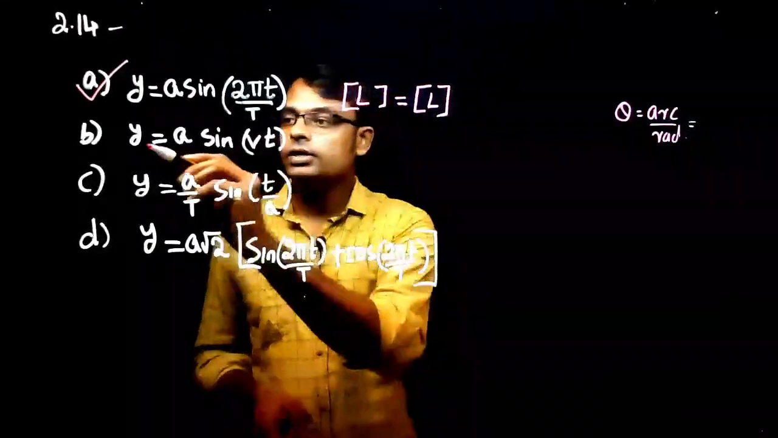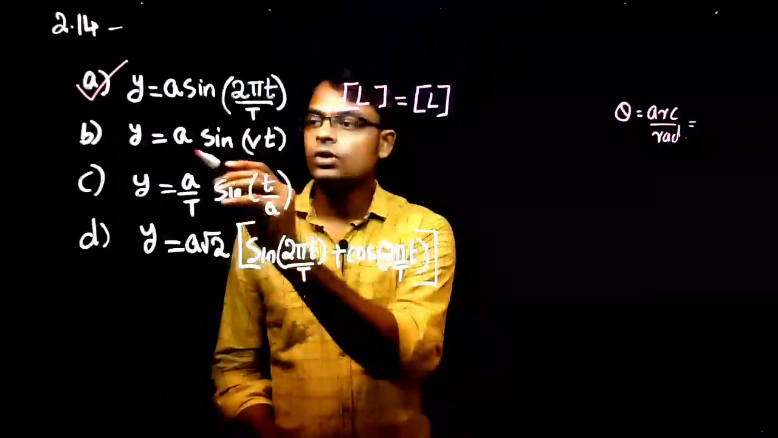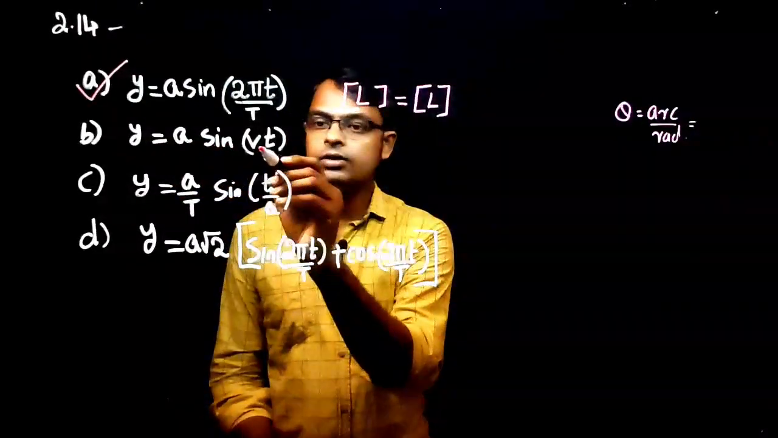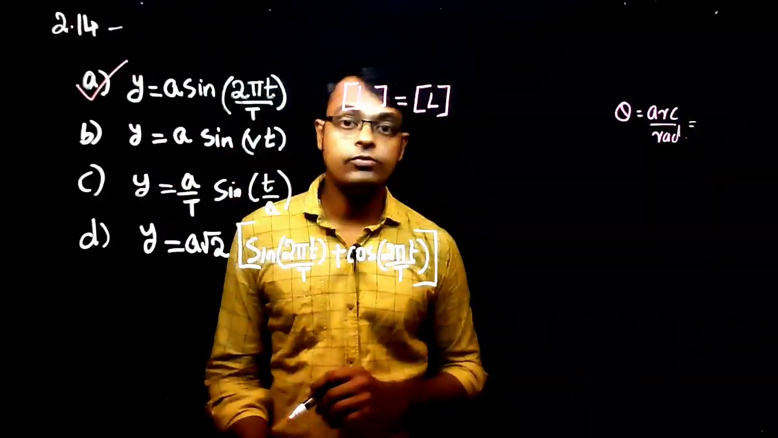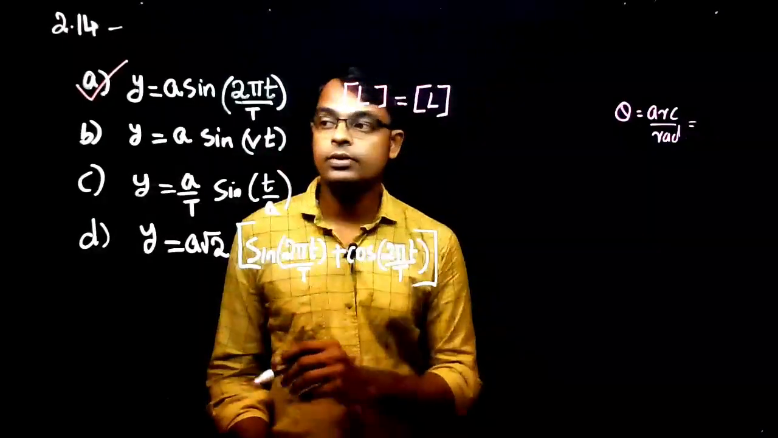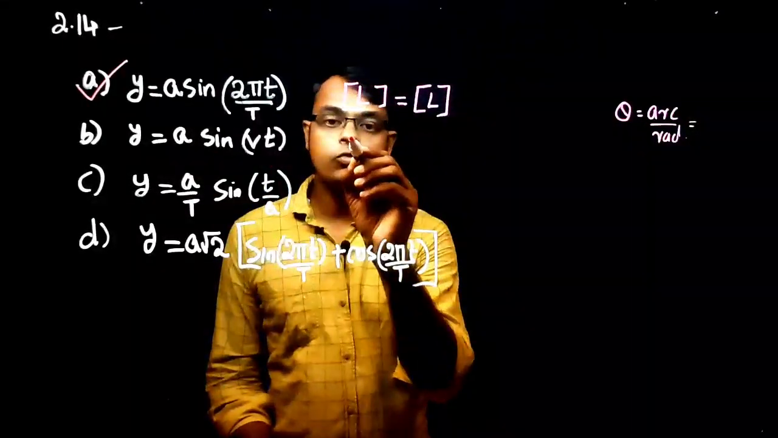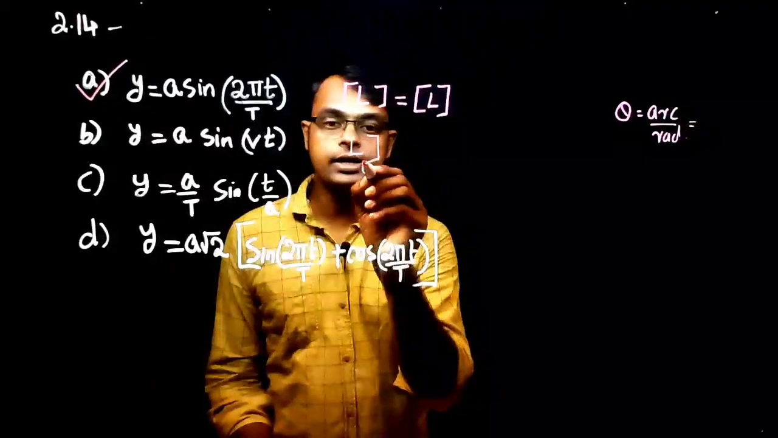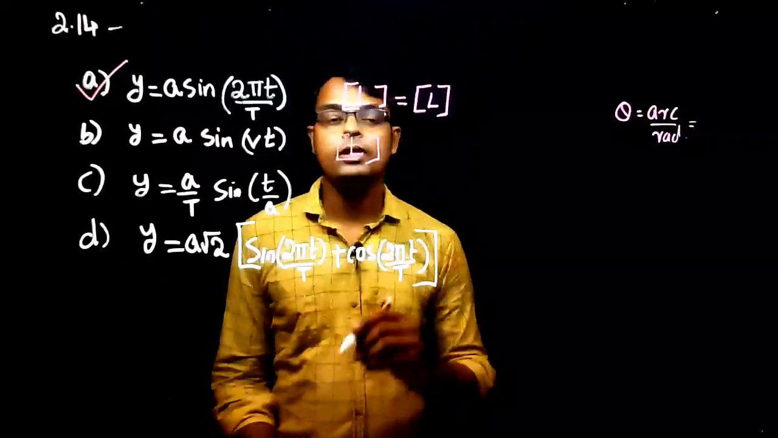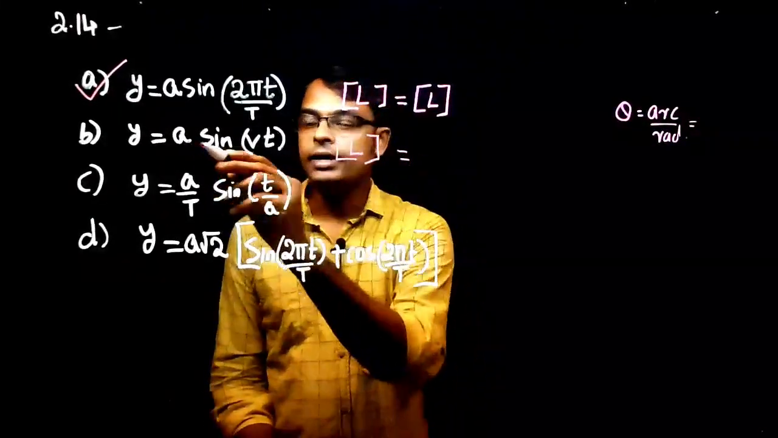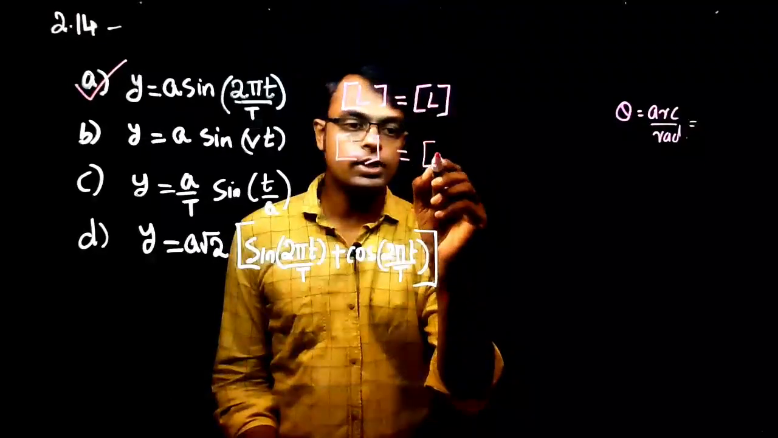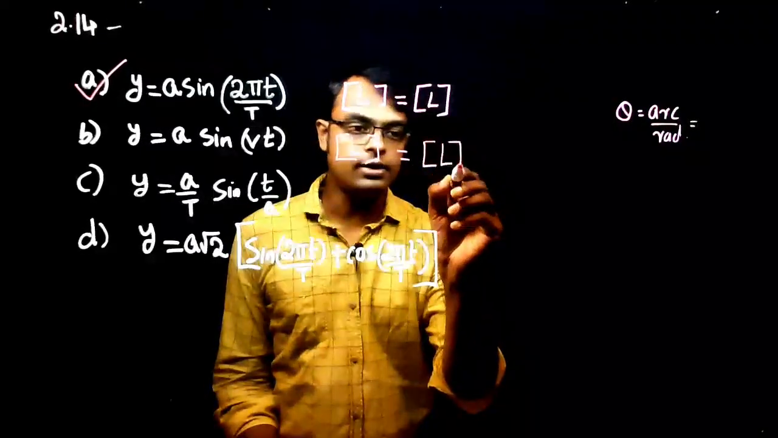Okay. Now let's do the second. Y is equal to A sin Vt. V is a speed and t is a time. Y, what is the dimension of Y? Displacement on left hand side. It is L, which is equal to A. A is also displacement. So right hand side I can write here L.